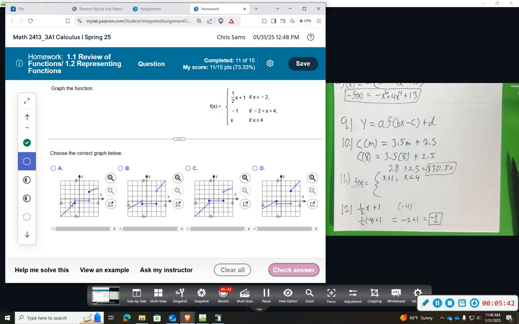It doesn't match on this graph. I'm going to look at D. So I'm going to go to -4. When I go down, it's at -1 right there. So it looks like D is going to be our correct answer.